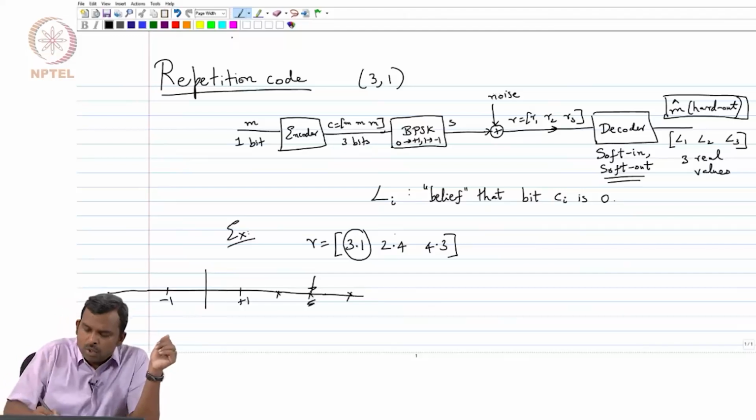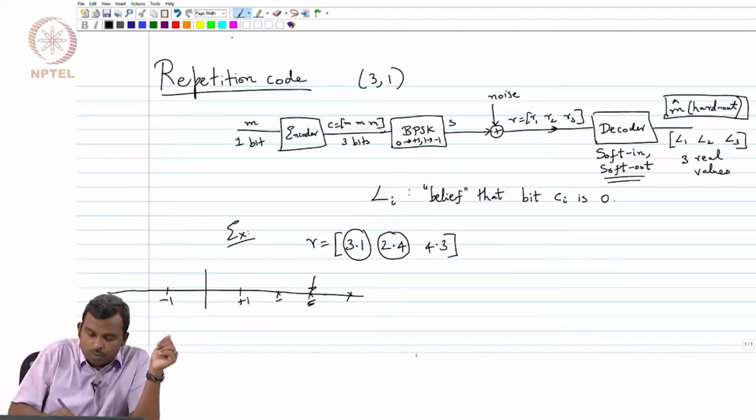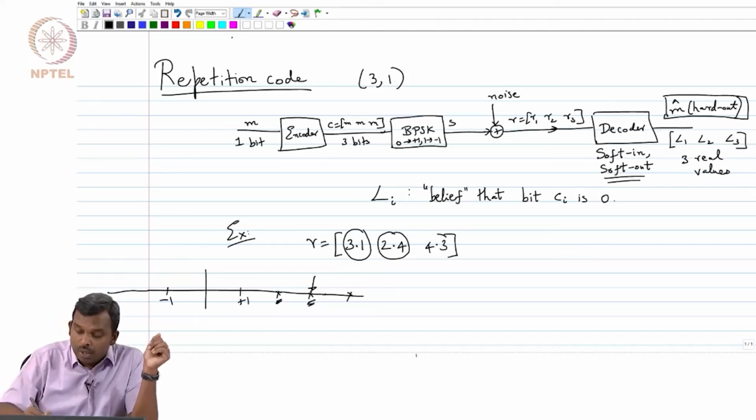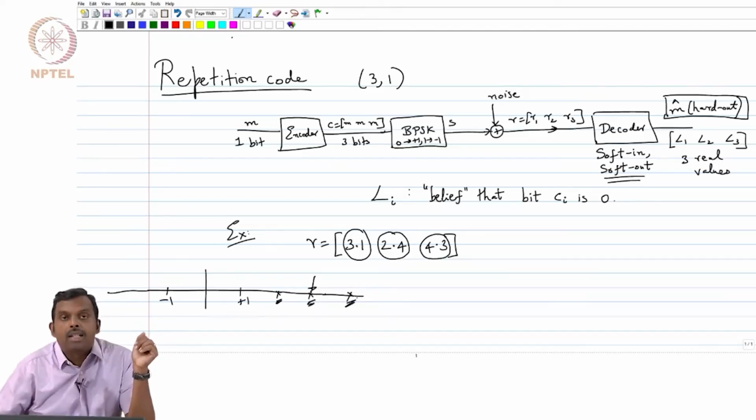Same thing with 2.4. You've got 2.4, it's somewhere here. You really believe that the transmitted symbol is +1. And you also have 4.3, and that's way out here, and that's also a very strong indicator that the transmitted symbol was +1. So you're quite confident about that.